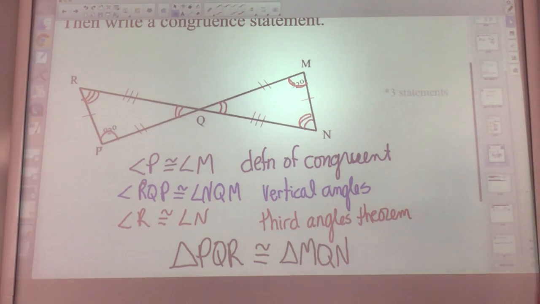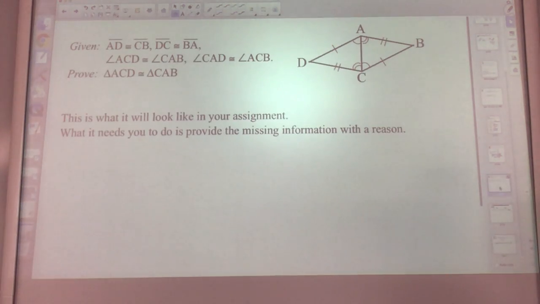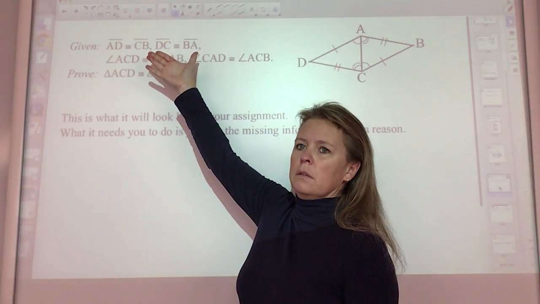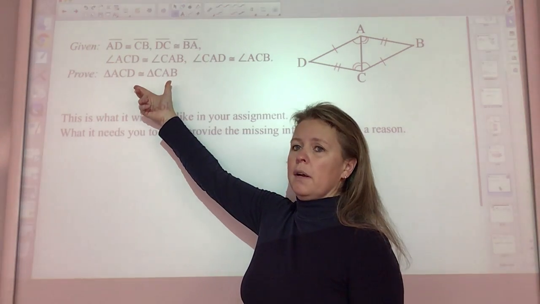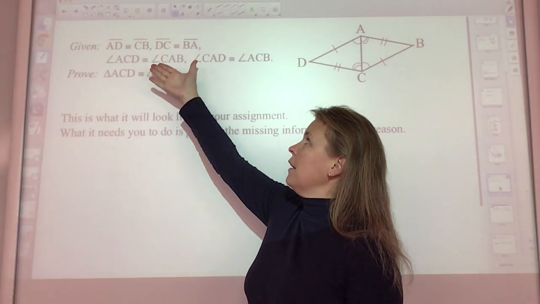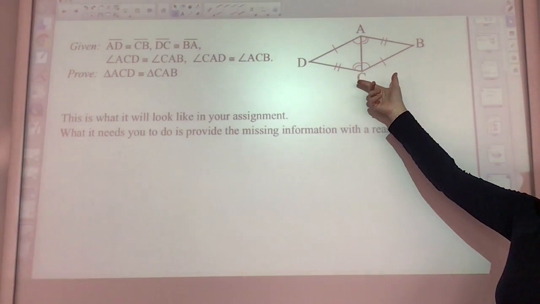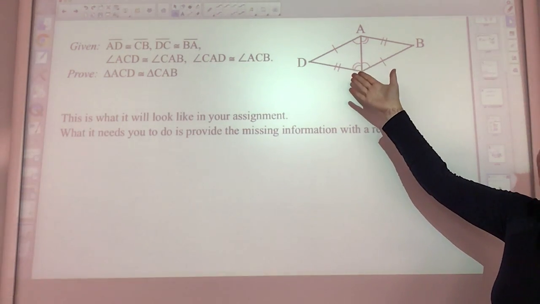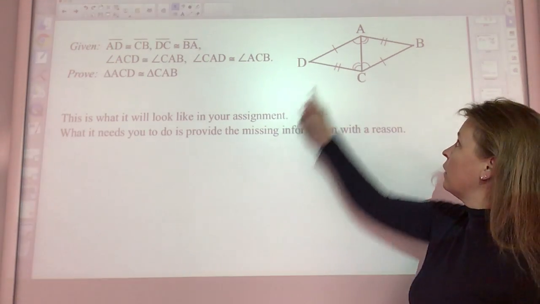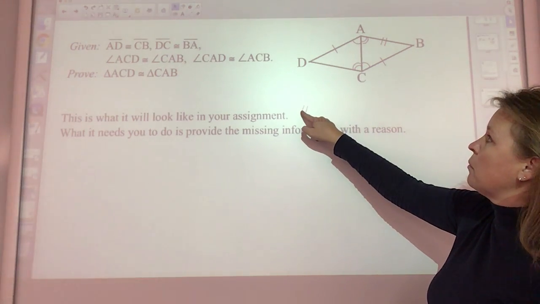Okay, this one I want to point out, because if we were doing full out actual proofs, this is what it looks like on your assignment. It gives you information written out and tells you that you have to prove the triangle is congruent. Well, all of that information written out is in markings over here. If they didn't give you the actual markings, you would have to put them in.